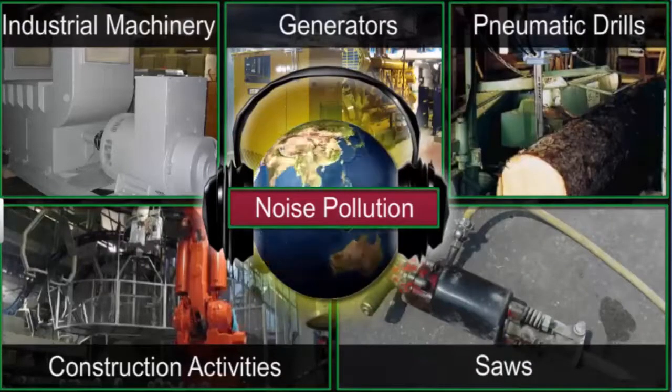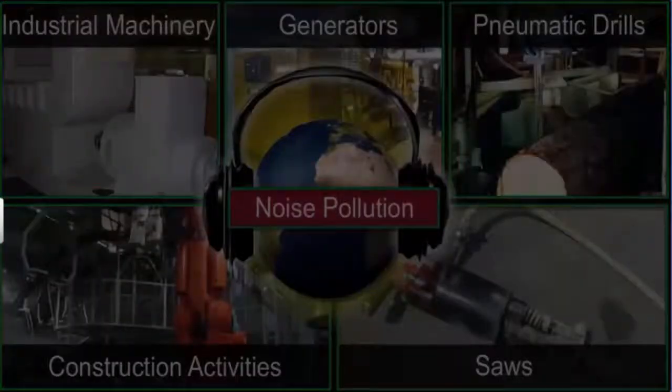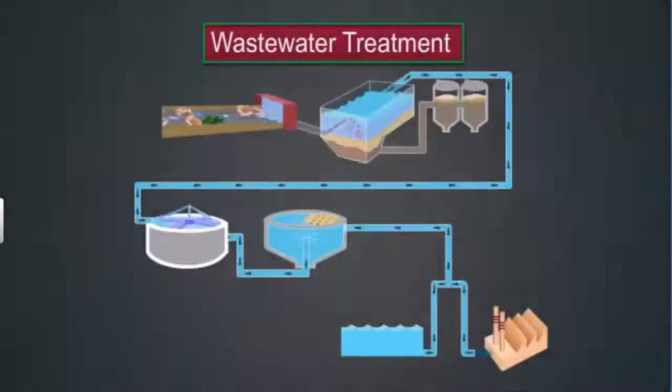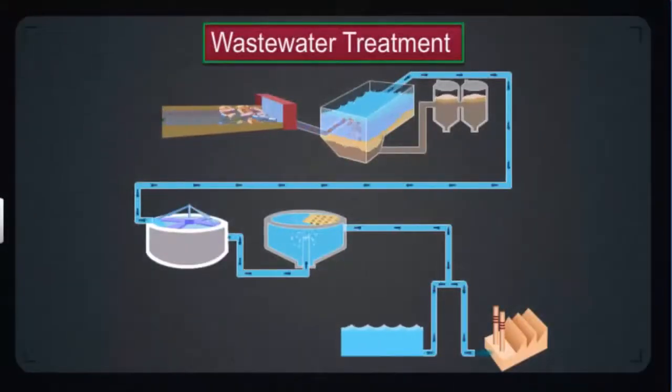This brings us to the question, what are the ways to control environmental degradation by industries? One of the most important steps for the control of environmental degradation is treating hot and polluted wastewater from industries before releasing it into our rivers and lakes. Let us see how such a system works.